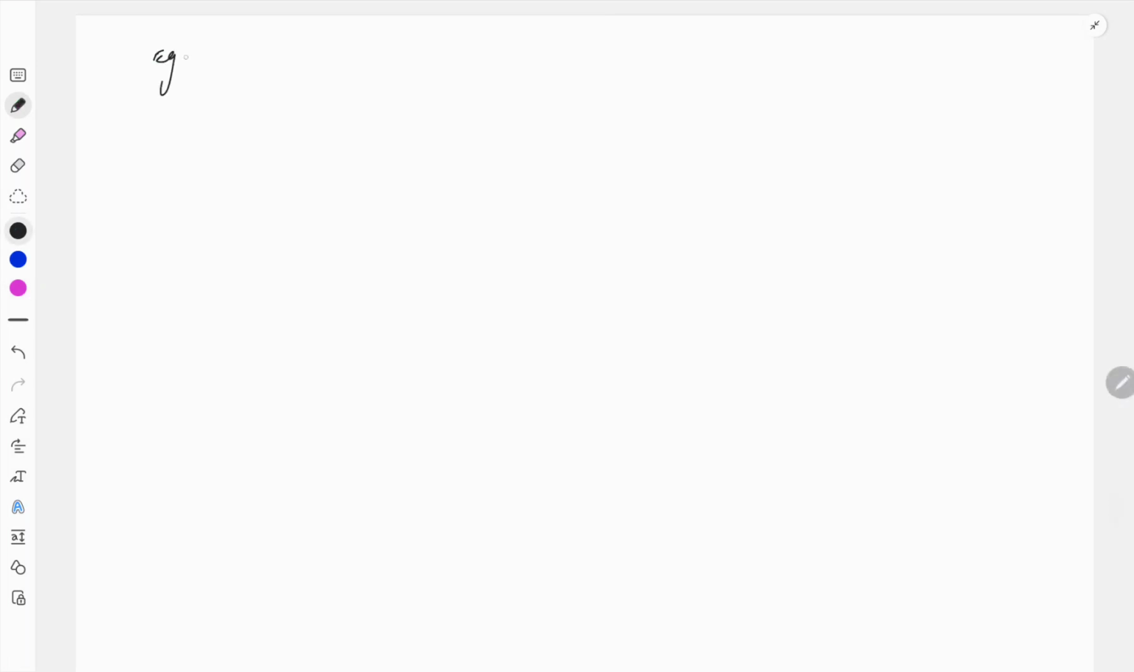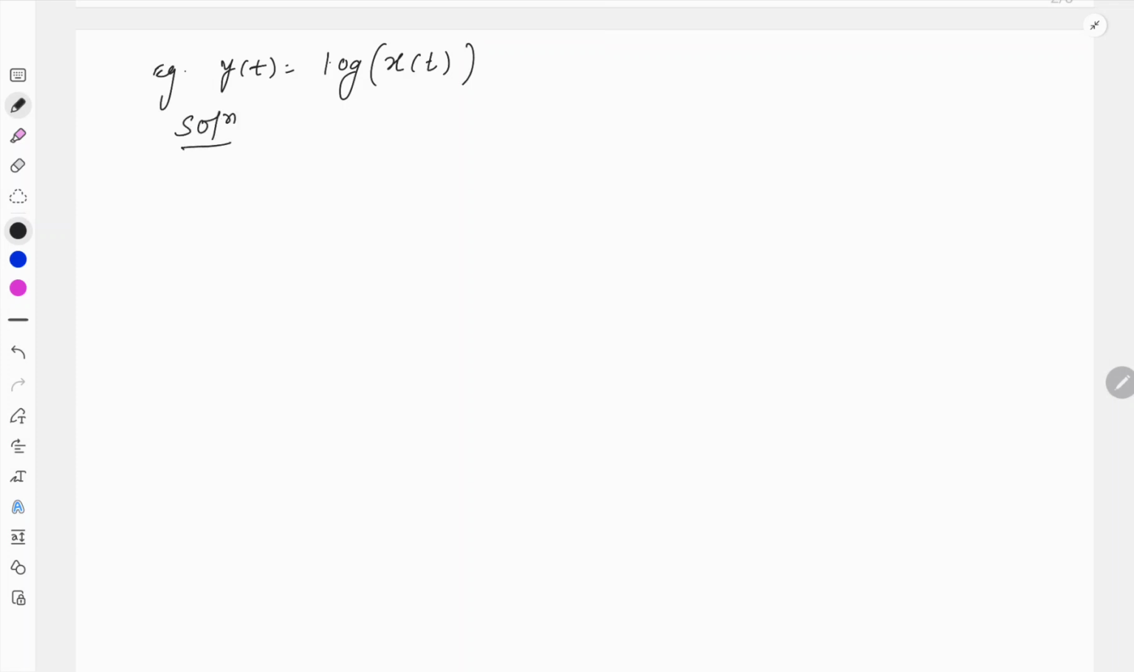So let's say we have y of t given as log of x of t, and now we are supposed to prove whether the system is linear or non-linear. To prove it, we have to follow the steps given. First step is we need to substitute x of t equal to 0.